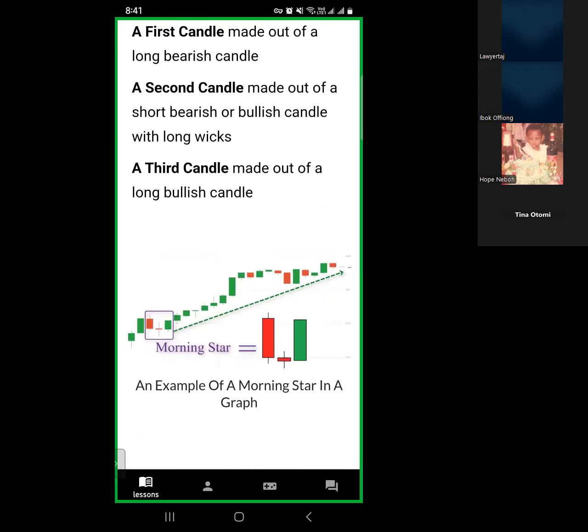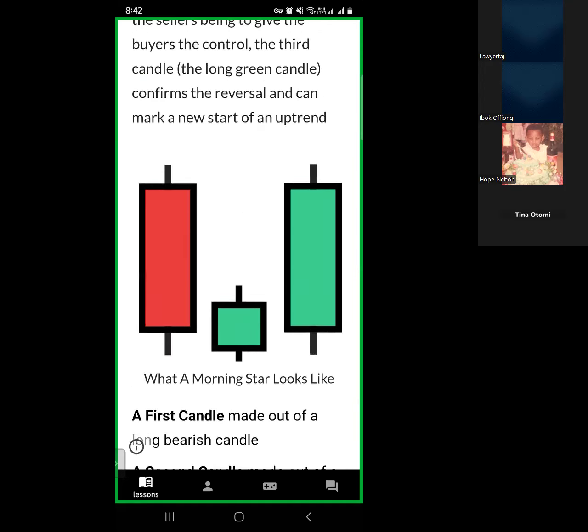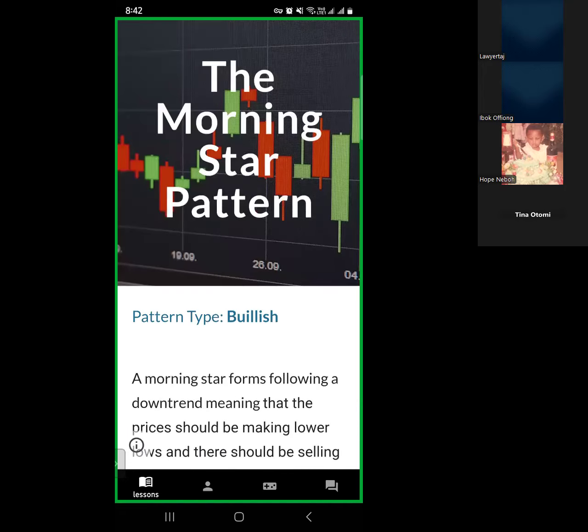So see an example of a morning star in a graph. You can see where it's circled there. A red candle was formed. You saw a smaller red candle with a short body. Remember, the middle candle or the second candle could be red or green. And then a third candle which signaled the formation. And you can see the confirmation candle afterwards, you saw how the graph went. It went bullish, some percentages of increase. So that is all about the morning star candle.